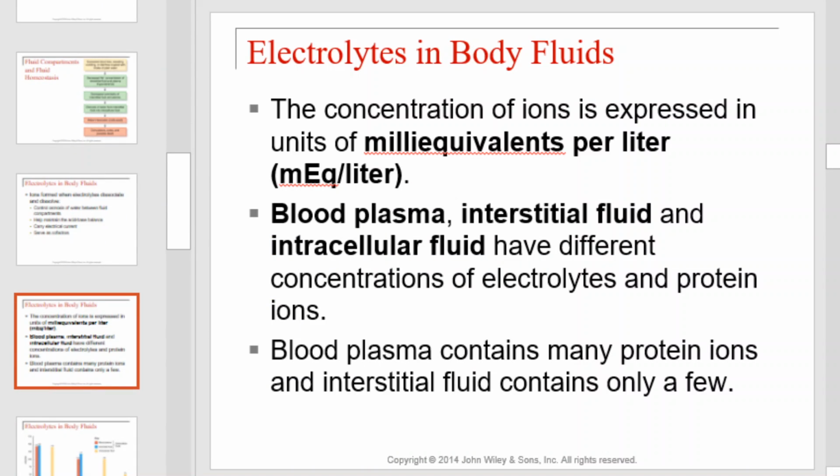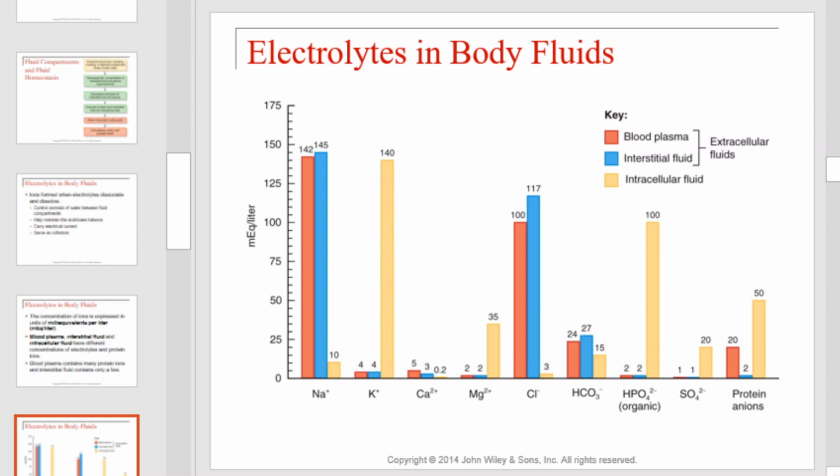The concentration of ions is expressed in units of milliequivalents per liter. Blood plasma, interstitial fluid, and intracellular fluid have different concentrations of electrolytes and protein ions. Blood plasma contains many protein ions, and interstitial fluid contains only a few. This graphic illustrates the relative proportion of electrolytes in our blood plasma, interstitial fluid, and intracellular fluid.